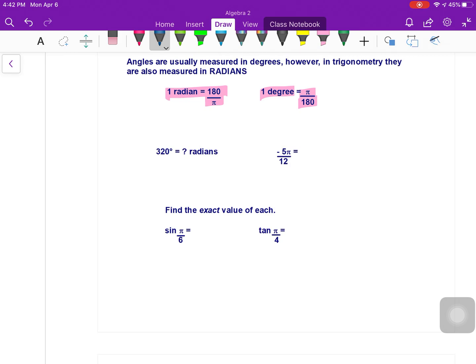So here we have 320 degrees. How many radians is it? So 320 degrees is what we're starting with. So the degrees is in the numerator, so I need the degrees in the denominator here, so they reduce. So 180 degrees in the denominator, pi in the numerator. And then when I reduce, the degrees reduce, zeros reduce, and 32 and 18 reduce.